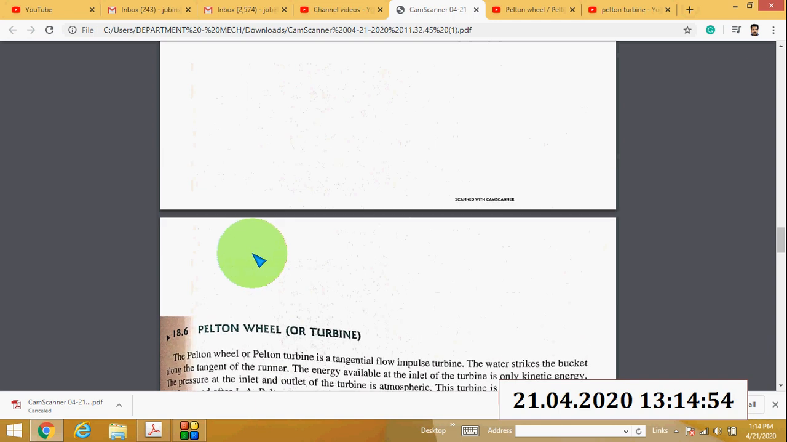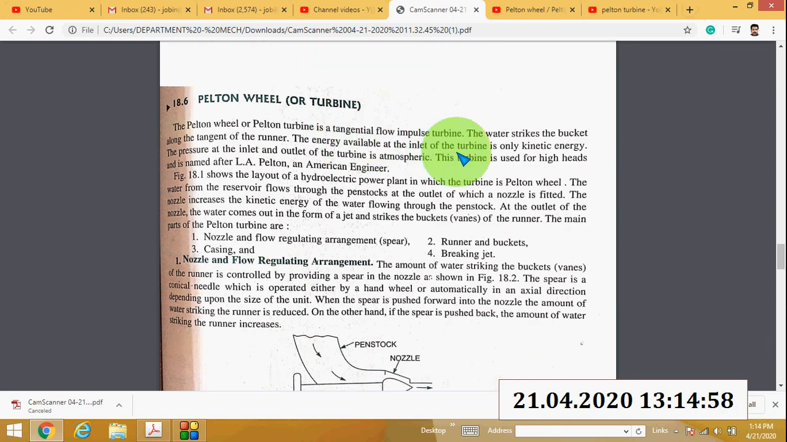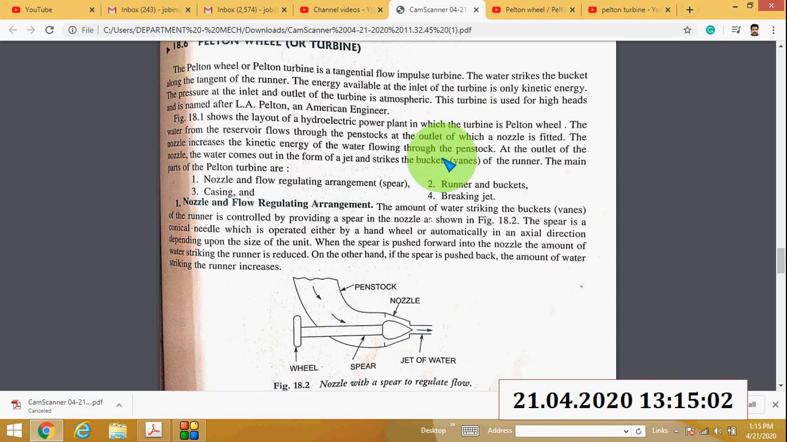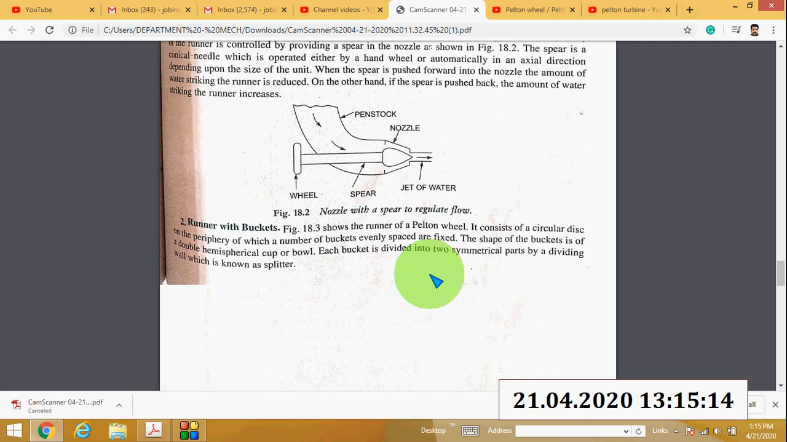First you have to explain what a Pelton wheel is. A Pelton wheel is a tangential flow impulse turbine. That is very important. Then the main parts of the Pelton turbine are nozzle, runner, casing, bucket and braking jet.